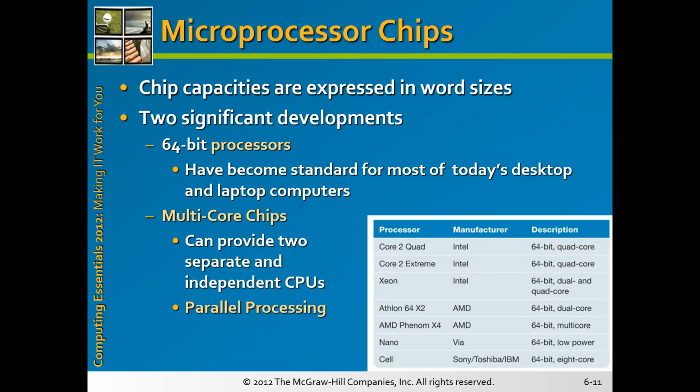Microprocessor chips continued. Chip capacities are expressed in word sizes. A word is the number of bits that can be accessed at one time by the CPU. Older computers process data and instructions in millionths of seconds, that is microseconds. Newer computers work in terms of nanoseconds and picoseconds, that is supercomputers. 64-bit processors have become standard for most of today's desktops and laptops. A multi-core chip can provide two separate and independent CPUs or allows multiple or parallel processing.